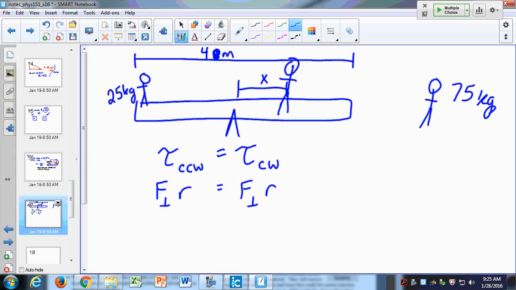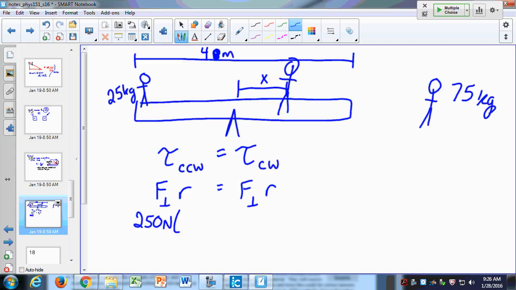F equals mg. What do we use for g? That's our acceleration due to gravity. What's the value for it? It's a real simple value. 10. Right, so the weight of Micah is about 250 newtons.